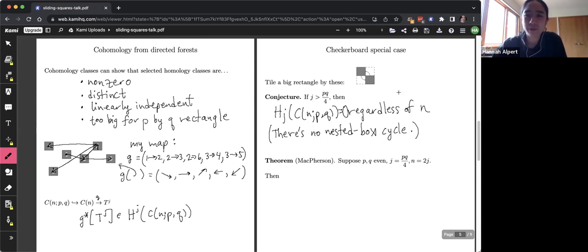What we do know how to prove is that if you replace PQ over 4 by PQ over 3, then it's true. But I would like to know it for PQ over 4. That really seems true.